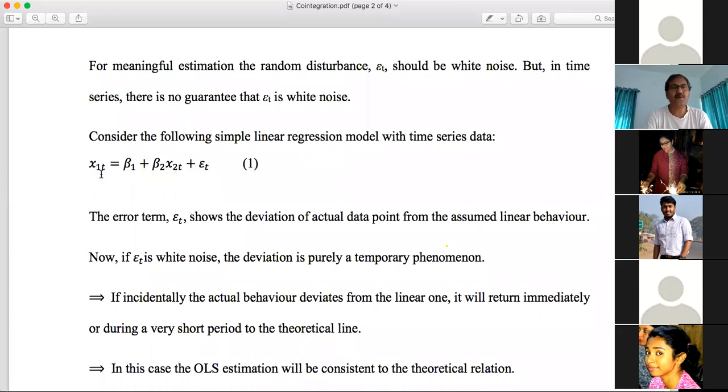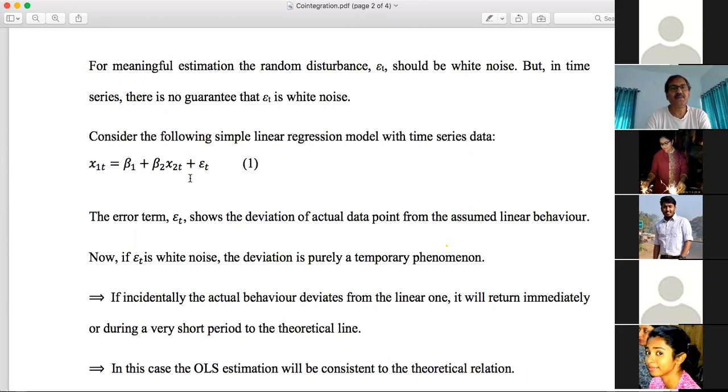Take for example, x1t indicates aggregate consumption expenditure, and x2t indicates national income. So this is the linear relationship between national income and aggregate consumption expenditure, and you are familiar with this kind of consumption function in macroeconomics. If we want to estimate the consumption function following macroeconomic theory, and we assume the relationship is linear, then the linear relationship between x1 and x2 comes from the theory of consumption expenditure in macroeconomics.